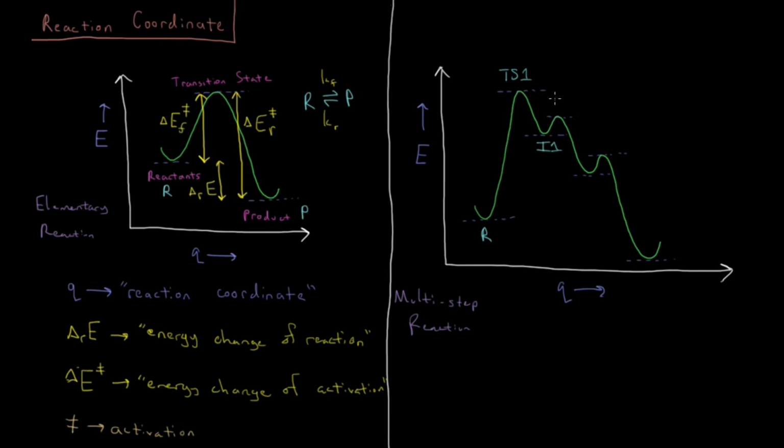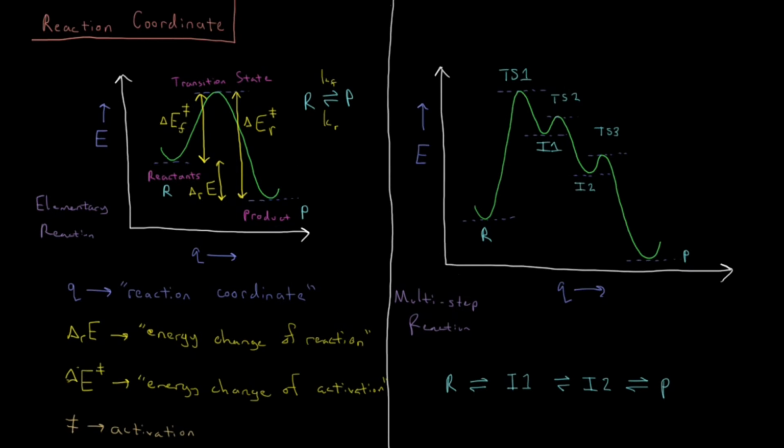Then that goes up over an activation barrier to transition state 2. It goes down in energy to intermediate 2. Intermediate 2 is stable. It exists for some finite amount of time. And then you go to transition state 3, which you pass your final activation barrier going all the way down to your products, P. So the total net reaction here would be reactants going to intermediate 1, which goes to intermediate 2, which goes to products.